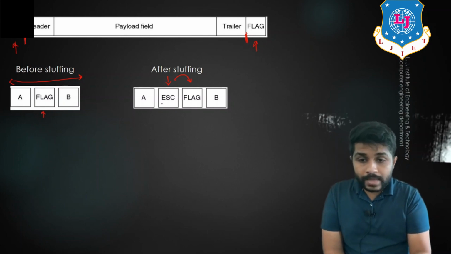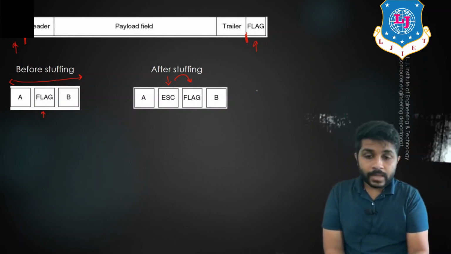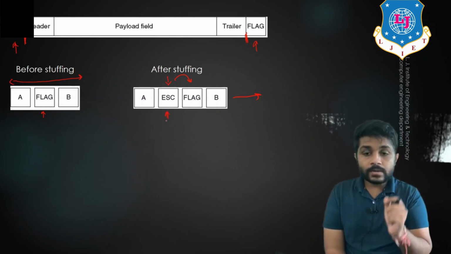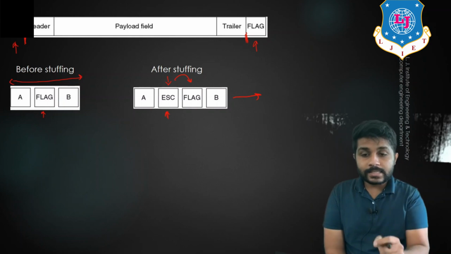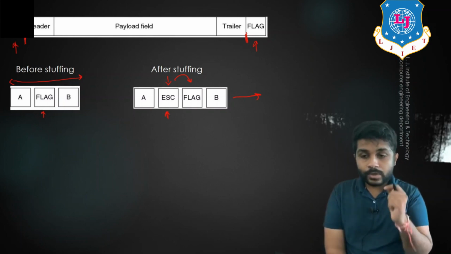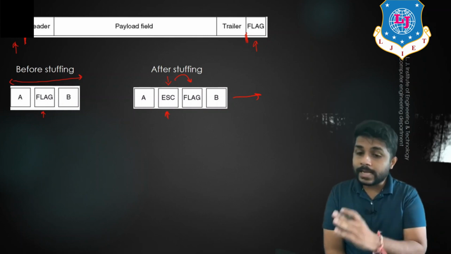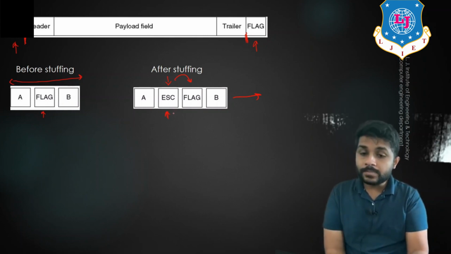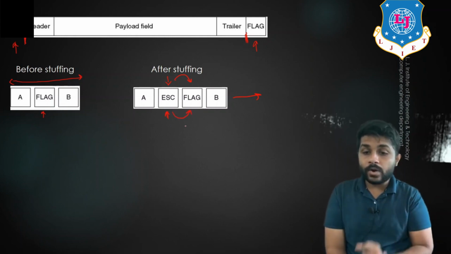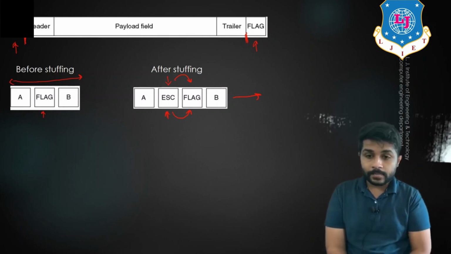So the value of the escape character is different from the flag. When this type of data is received by the receiver and the receiver encounters the escape character, the receiver will understand that this escape character is extra data which is added by the sender. So the receiver will remove that escape character and keep the data after the escape character as a part of the frame. The receiver will not remove the flag-like data.